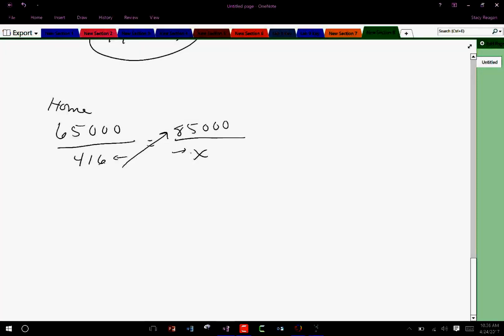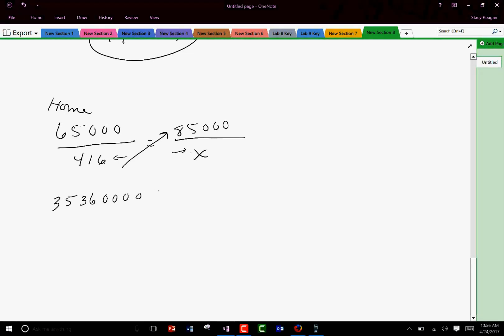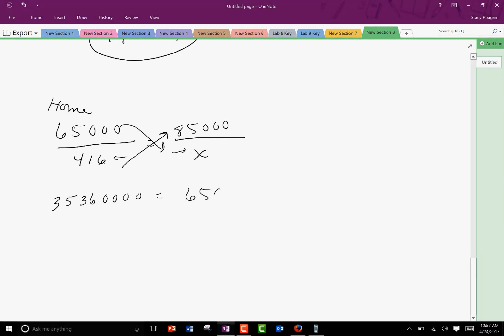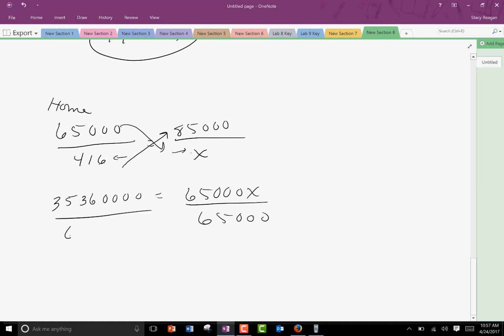Then I just solve my proportion by doing 416 times 85,000. And I get 35,360,000. And then 65,000 times x is 65,000x. Divide both sides by 65,000. And I end up with a tax of $544. So that's how this one would work. So you need to make sure that you work through all those examples and that you pause the video as you need to. You're now ready to practice.